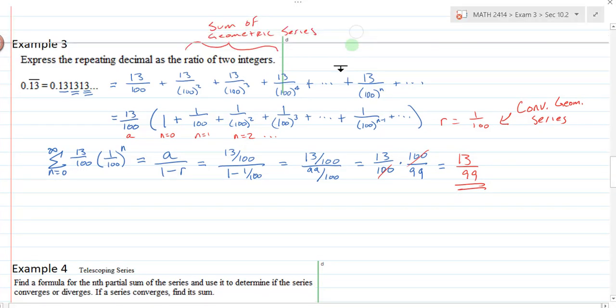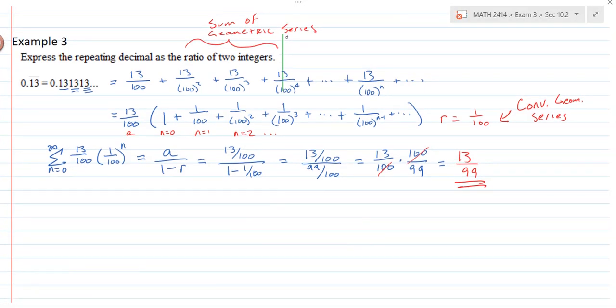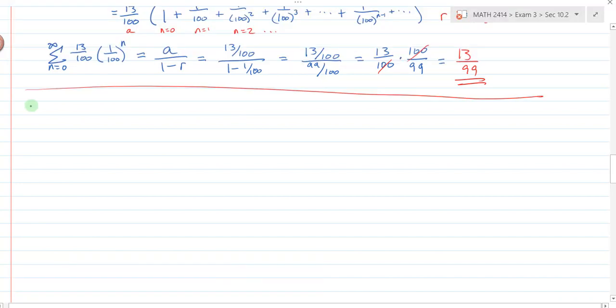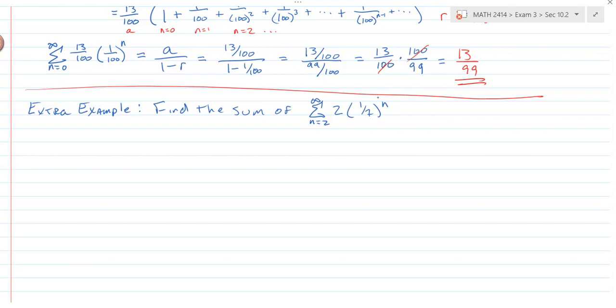Now I'm going to insert another example in here because I forgot to put an example like this in my lecture notes. Here's an extra example. Find the sum of the series that goes from 2 to infinity of 2 times 1/7 raised to a power of n. The first thing you need to notice is that this is a geometric series. What is a equal to here? 2, and r is equal to 1/7.